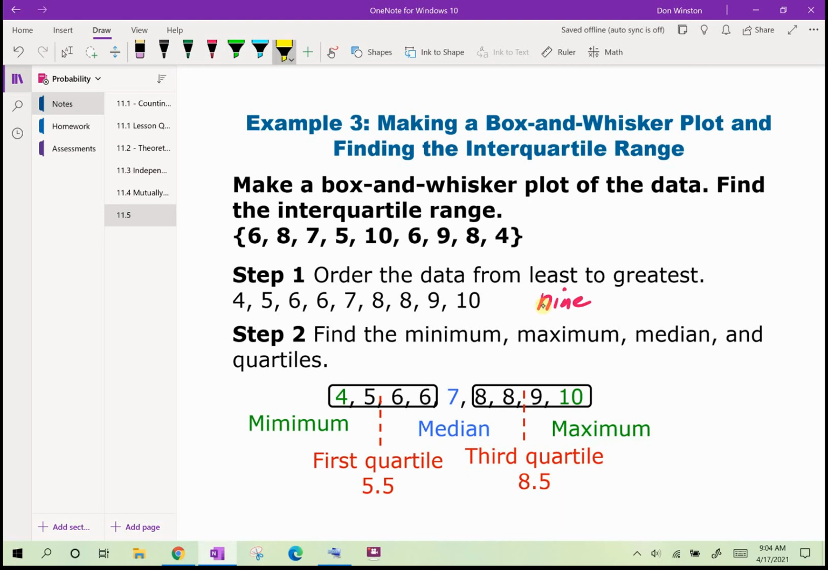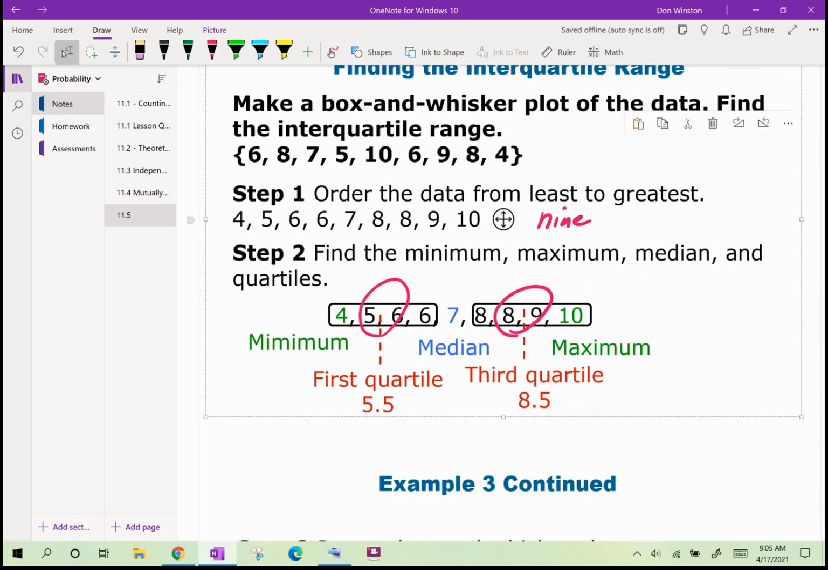And then we have the lower half, and then we have the upper half. Now the first quartile, we have 4 items here, so we have to find the median there. We have an even number of items, so we have to average those two. And then the upper quartile, we have 4 items, and again, to find the median, we have to average those two. So there, now we can make our box and whisker plot. We have the minimum, the first quartile, the median, the third quartile, and the maximum.